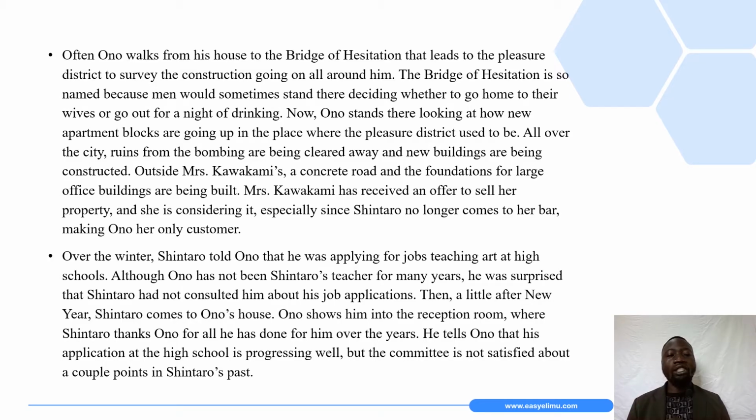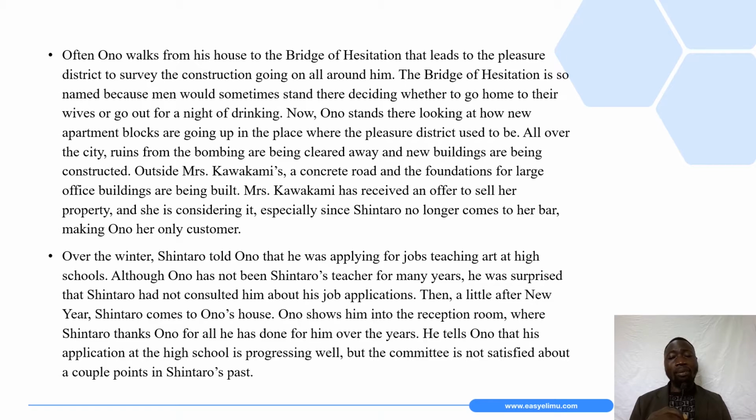Over the winter, Shintaro told Ono that he was applying for jobs teaching art at high schools. Although Ono has not been Shintaro's teacher for many years, he was surprised that Shintaro had not consulted him about his job applications. He expected Shintaro to keep him up to date. Then a little after New Year, Shintaro visited Ono's house. Ono showed him into the reception room where Shintaro thanked Ono for all he has done for him over the years.